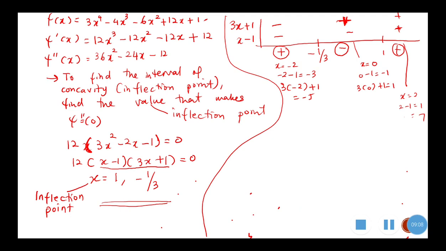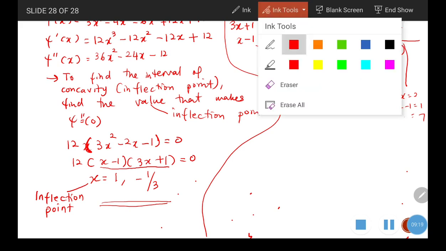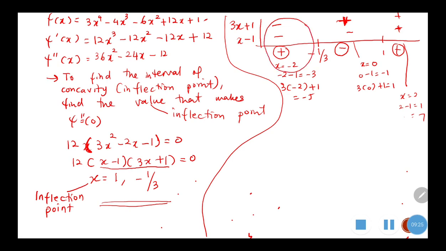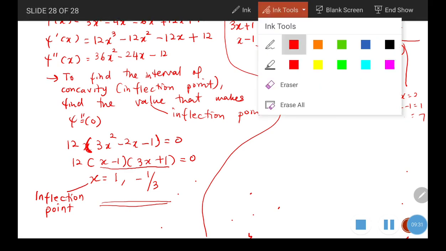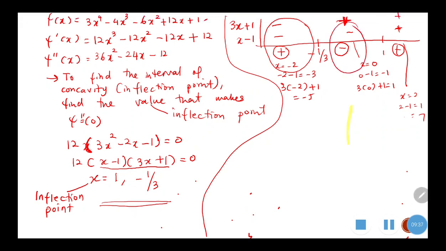So here, higher than 0, it is concave up. This part here is concave up. And this part here is concave down. And this part here is concave up again because it is higher than 0.